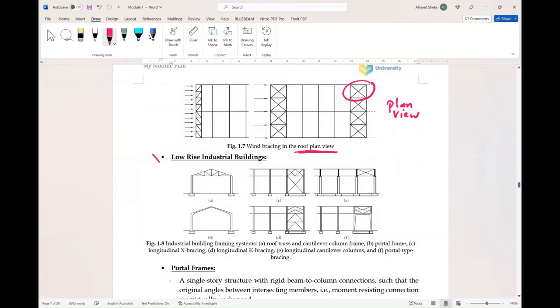In low-rise framing systems, for low-rise industrial buildings, we have several types: A, B, C, and so on. We have industrial building framing systems. A is roof truss and cantilever column, as we mentioned earlier. B is a portal frame. These two are commonly used, and we have used them before. So these are the framing systems.